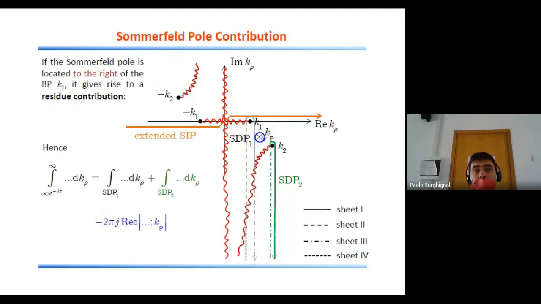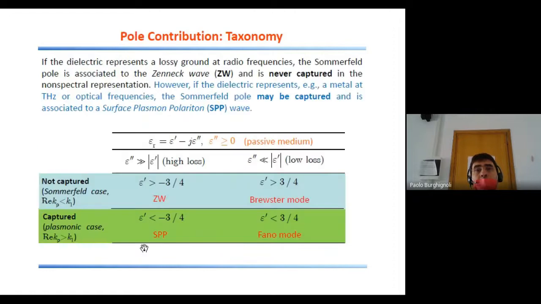It is possible that if the Sommerfeld pole lies to the right of the K1 branch point, it is captured in this deformation of the integration contour, and therefore it will give us an additional residue contribution. So we have two contributions arising from the integrals along the steepest descent contours. And there is, in blue here, the discrete contribution of the Sommerfeld pole. However, this pole is not always captured.